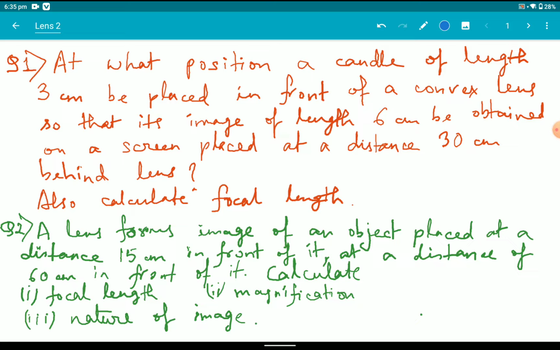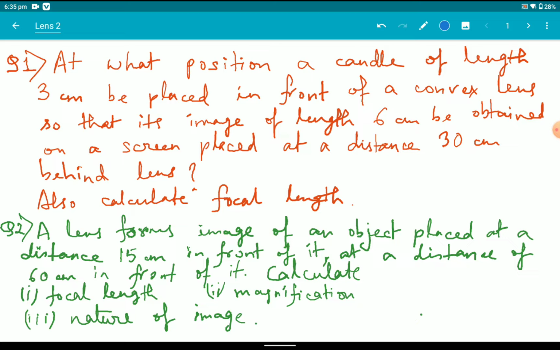What does problem number 1 say? It says, at what position a candle of length 3 cm be placed in front of a convex lens so that its image of length 6 cm can be obtained on a screen placed at a distance of 30 cm behind the lens. Okay, so first of all, let us try to understand what are the things given here.